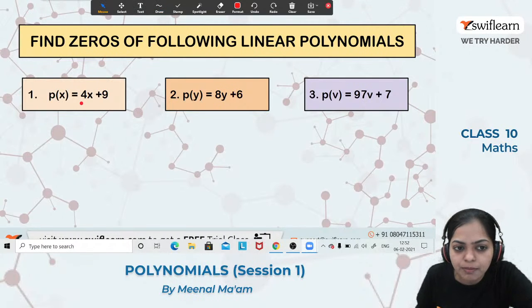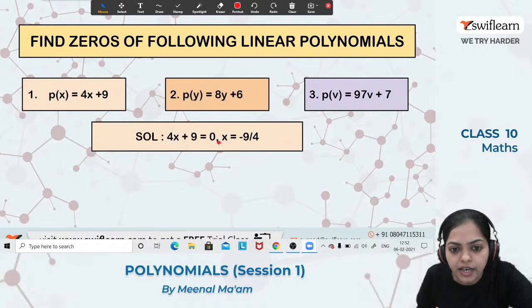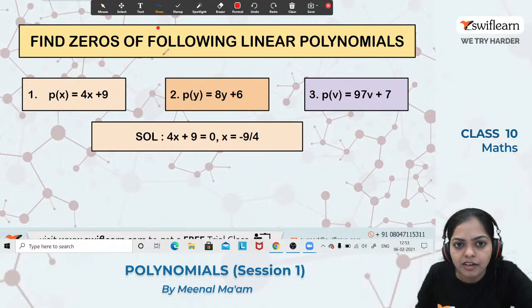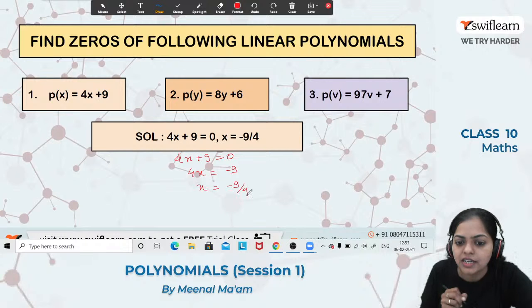Alright, so the first step is to assume that px is 4x plus 9. The second step is to put it equal to 0. And then after solving, what will we get? 4x plus 9 is equal to 0. Then 4x is equal to minus 9. Then x is nothing but minus 9 by 4.